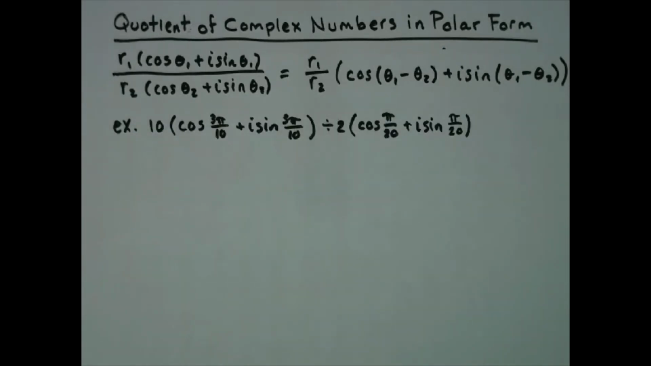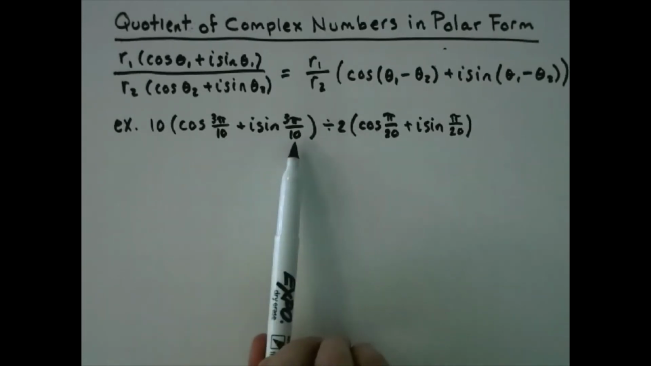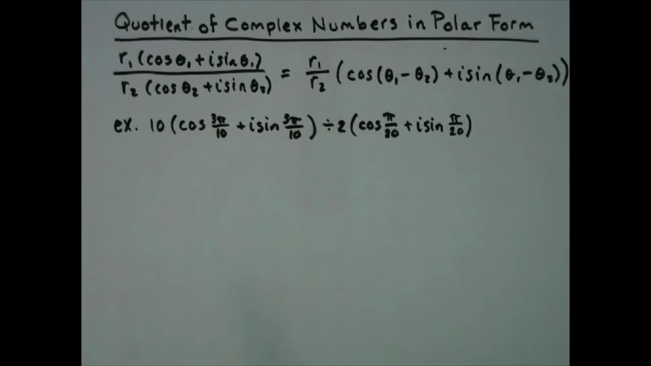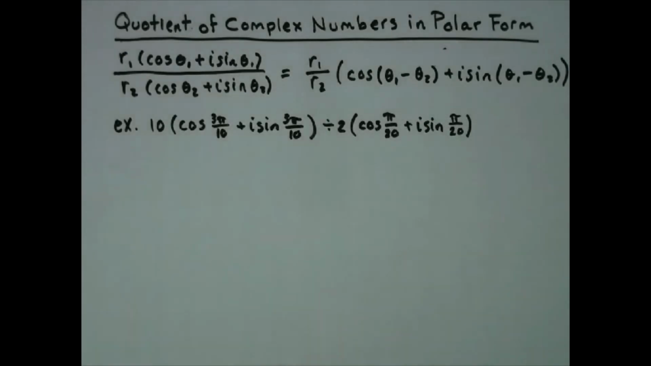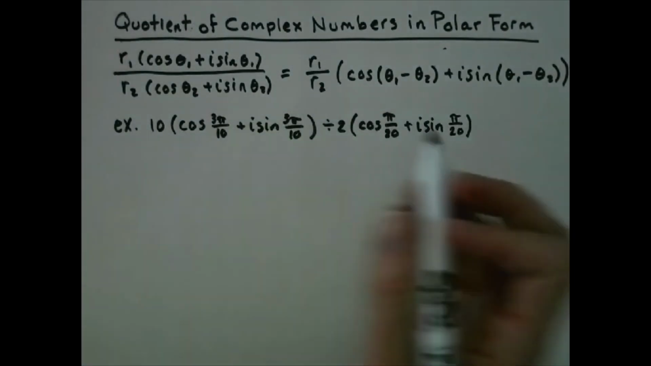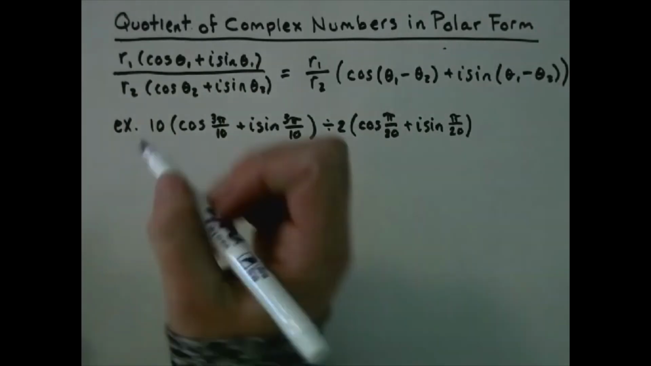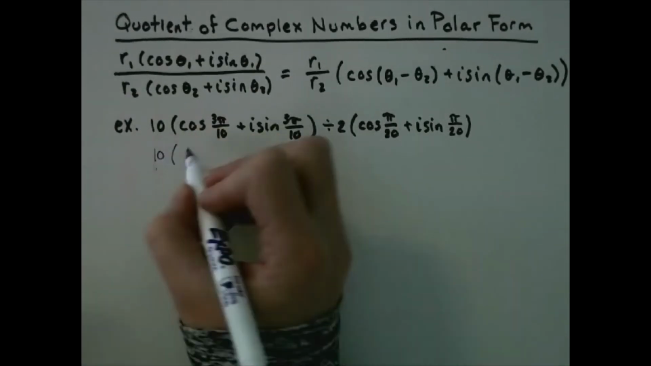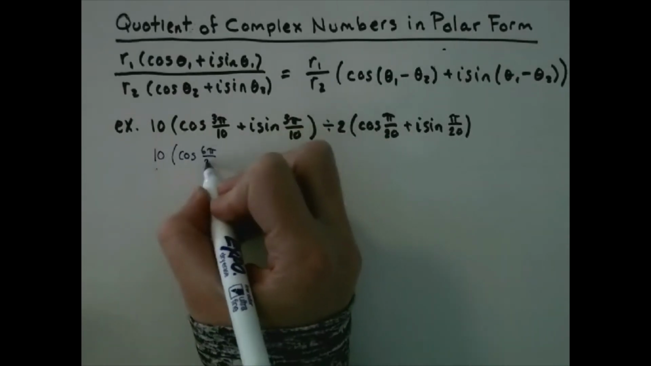So let's do an example of division. So I have 10 cosine 3 pi over 10 plus i sine 3 pi over 10, and we're going to divide that by 2 cosine pi over 20 plus i sine pi over 20. So before I do this, I'm going to get a common denominator since I'm going to have to subtract. So I'm going to make this 6 pi over 20.